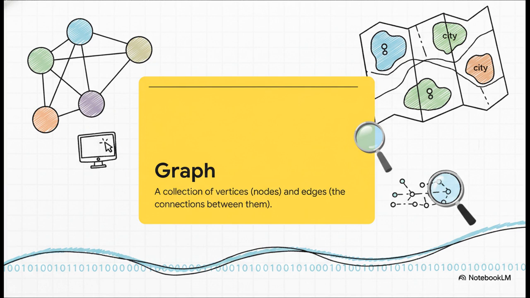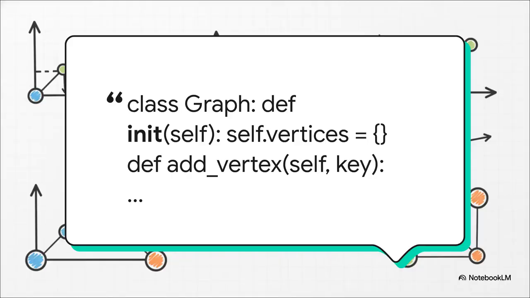That's it. In computer science, we call the dots vertices, or sometimes nodes, and the lines connecting them are called edges. The easiest way to picture this is a map, right? The cities are your vertices, and the roads between them, those are the edges. Simple as that.